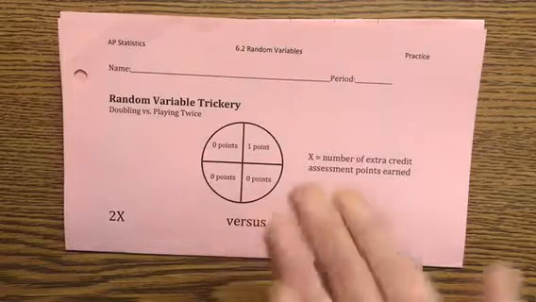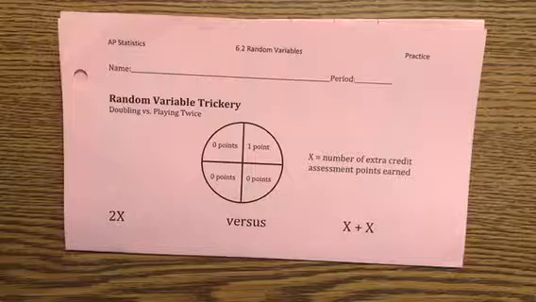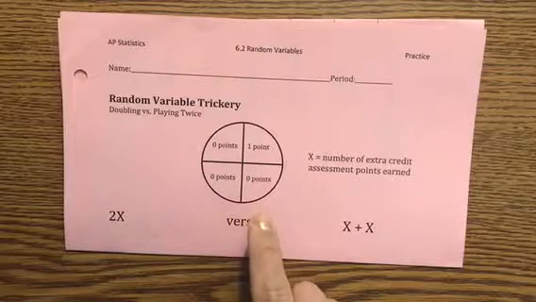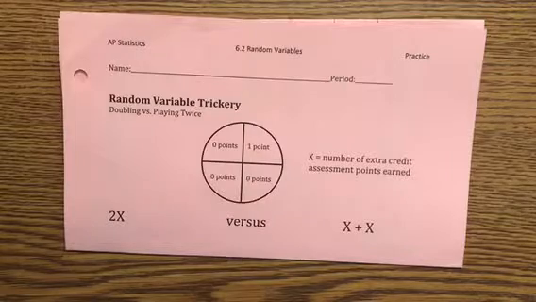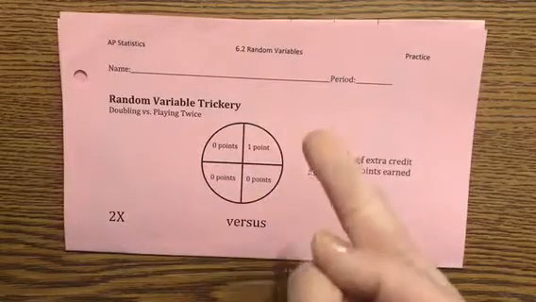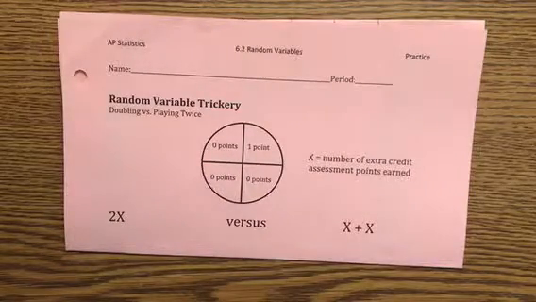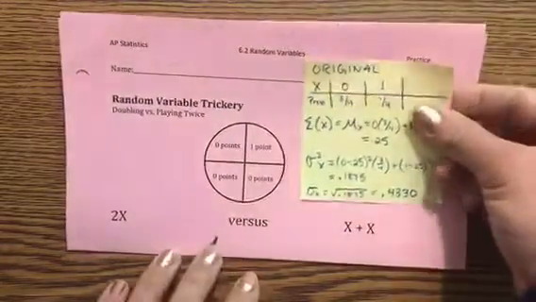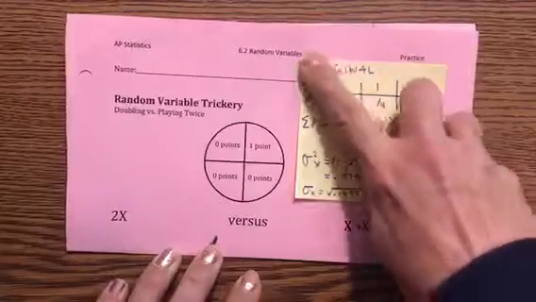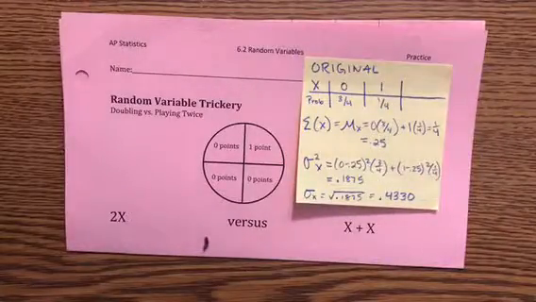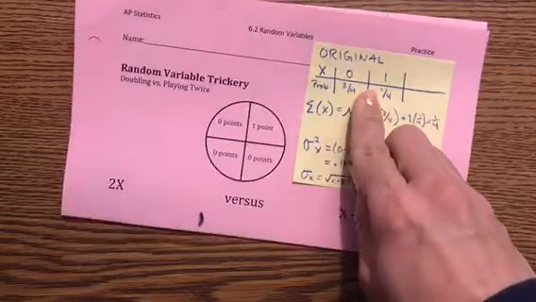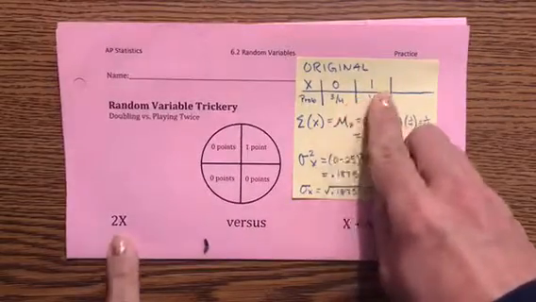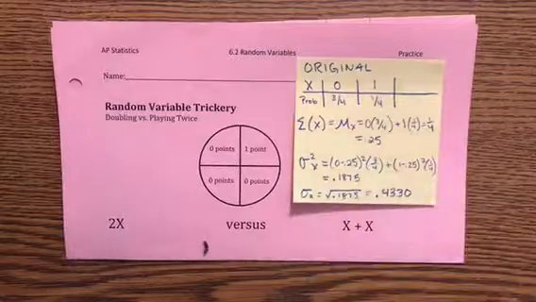So we're looking at this scenario here. X equals the number of credit assessment points earned if you would spin this spinner. It has 4 sections. 3 sections give you 0 points, and then a quarter of it gives you 1 point. So here's the original distribution for X. I have my first outcome, which is 0. There's a 3/4 chance of that. And then an outcome of 1 extra credit point, and there's a 1/4 chance of that.